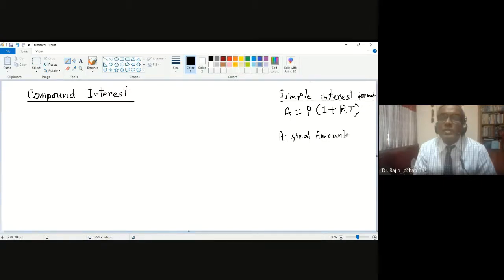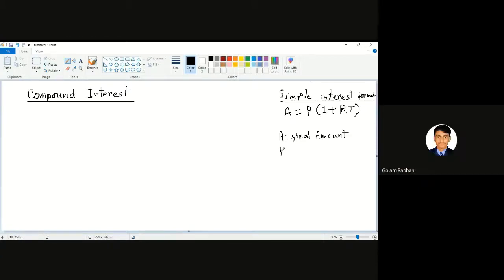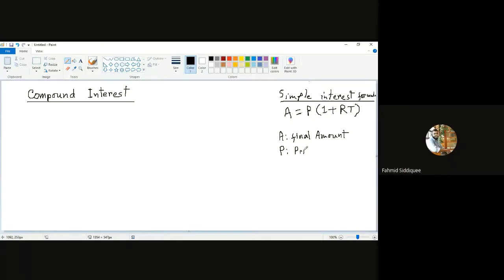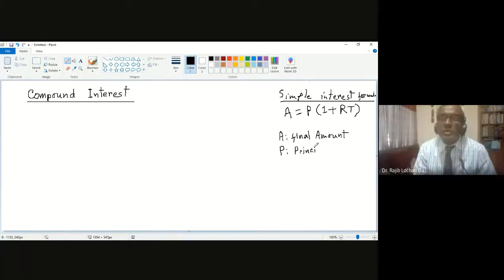What is P? Sir, principal amount. So the investment, right, the original amount. You can say principal amount, original investment, the first amount, the previous amount, previous value, starting value.